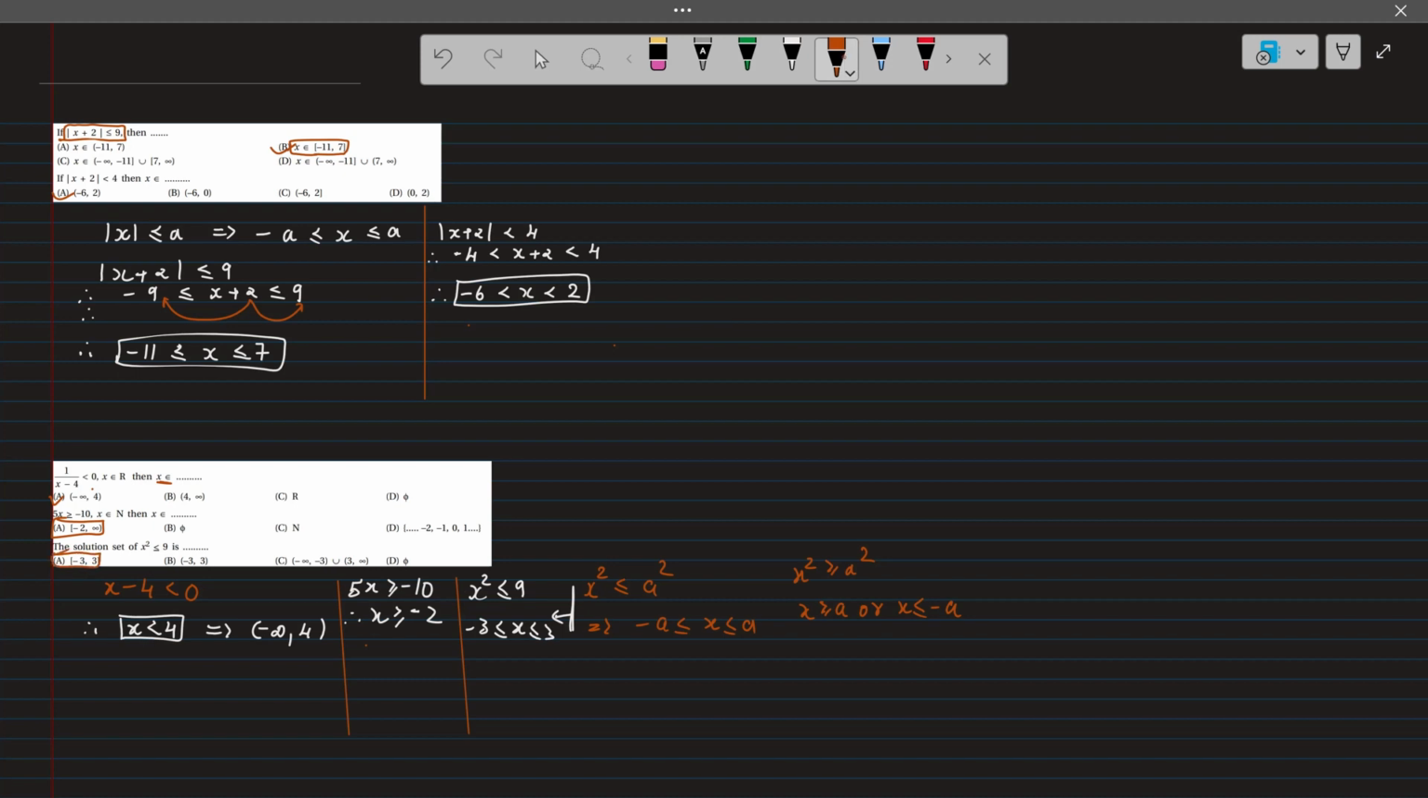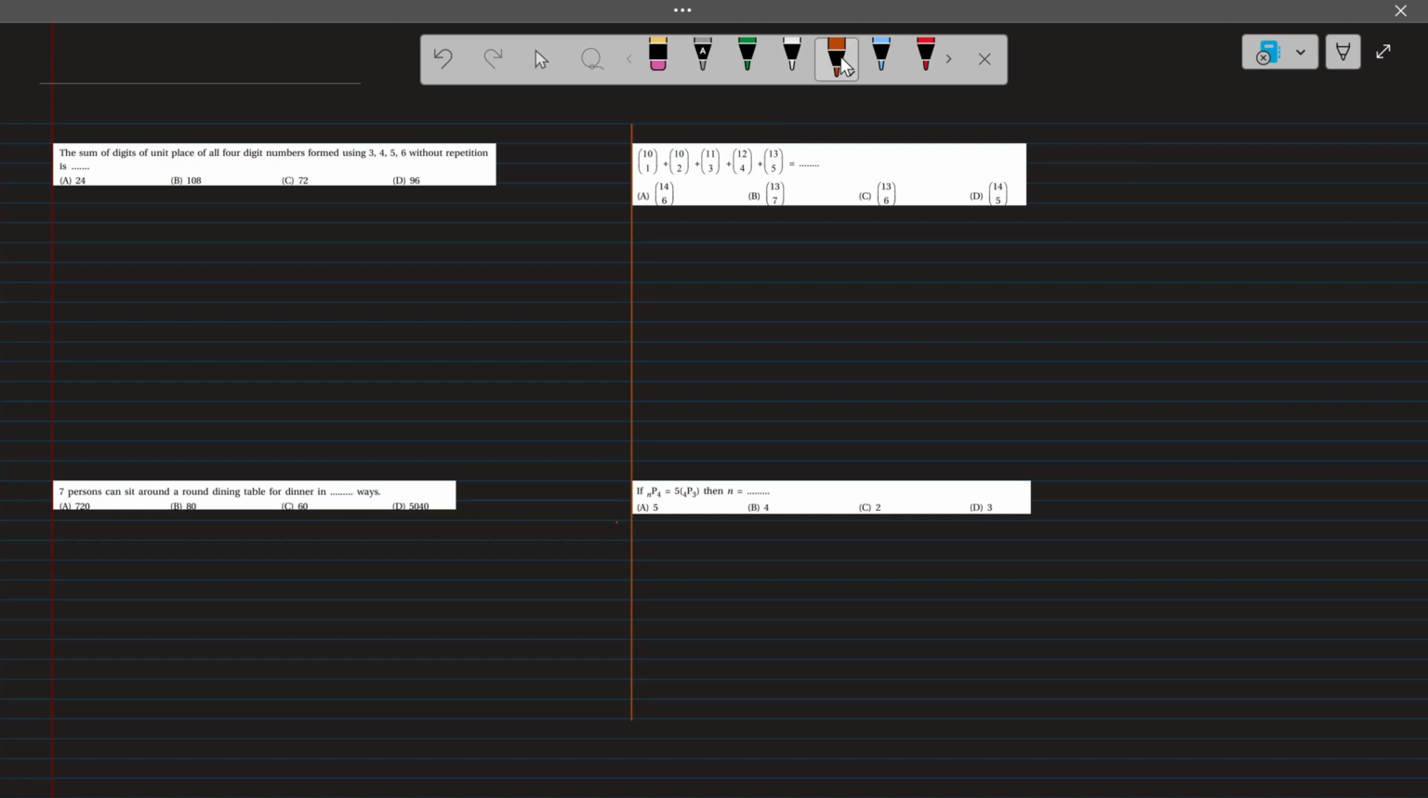Here in this question, the sum of digits of the unit place of all 4-digit numbers formed using 3, 4, 5, 6 without repetition will be.